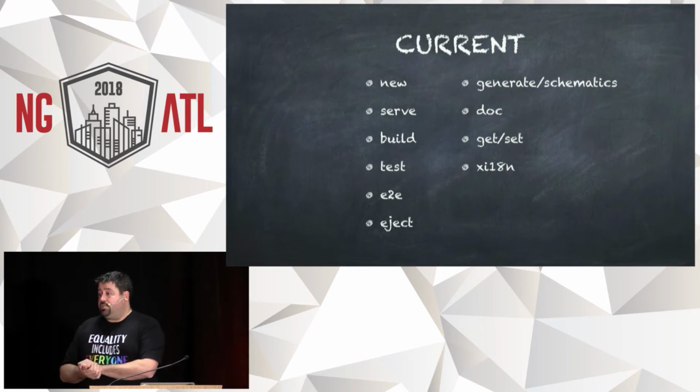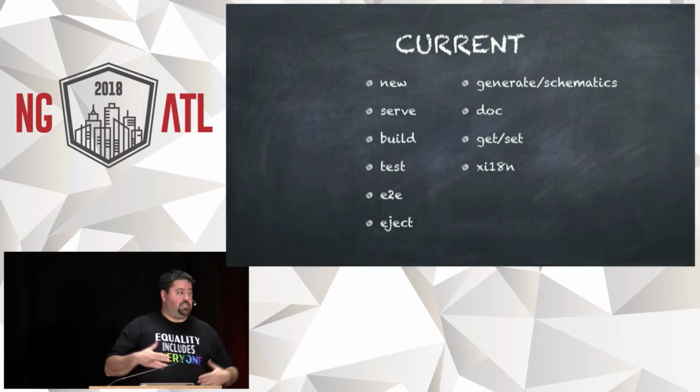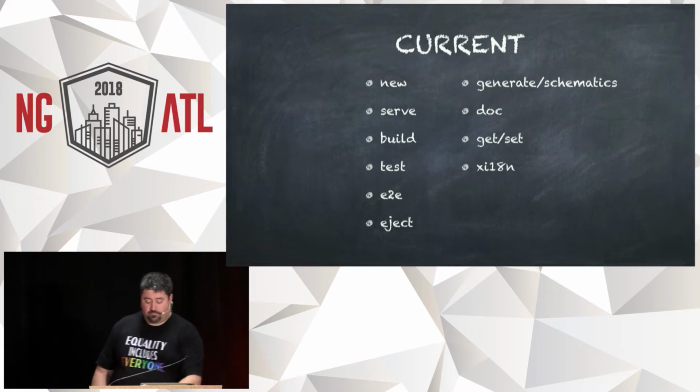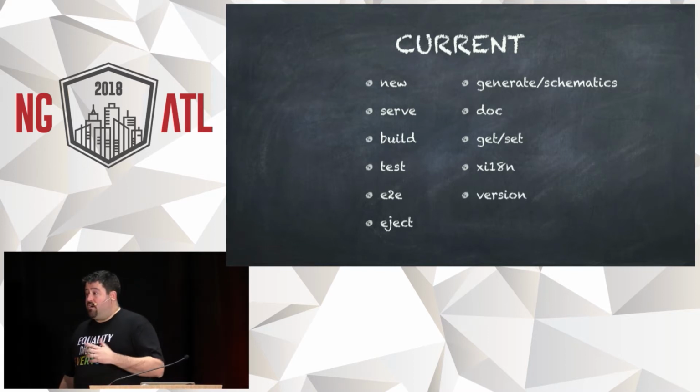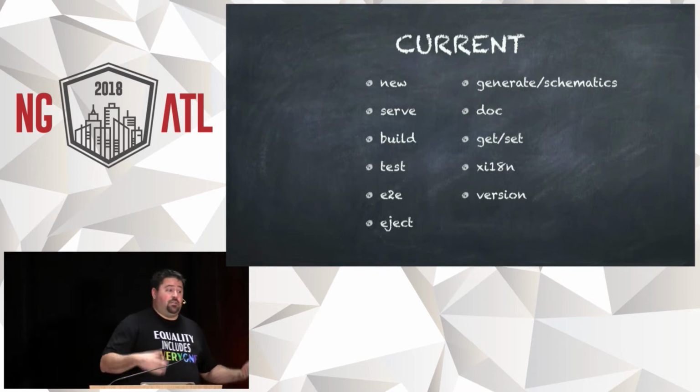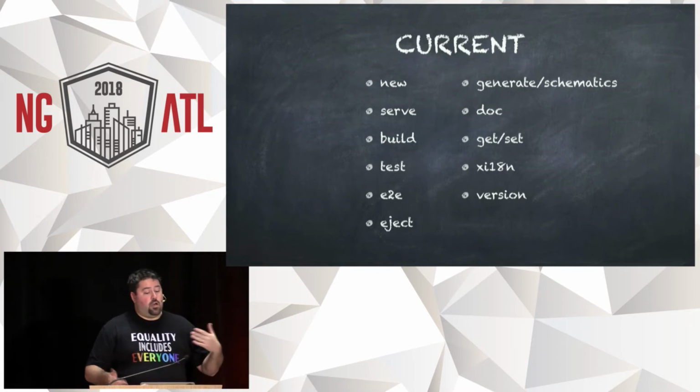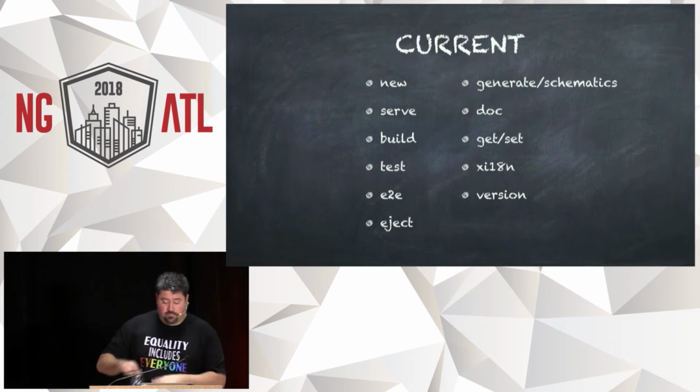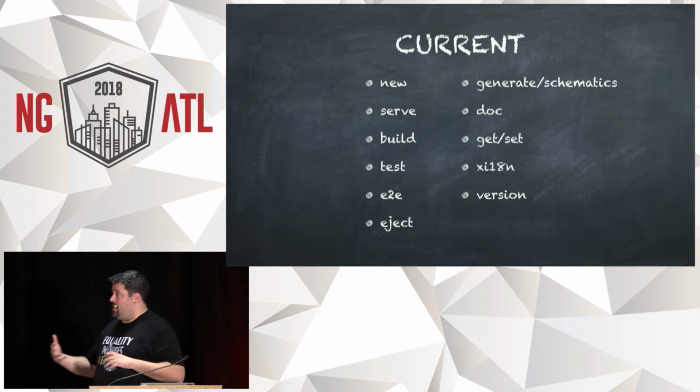Xi18n, to be able to do internationalization. So you can extract out the files that you need for internationalization to support multiple languages. Also, version. You can determine what the version is of your CLI, your Angular dependencies within your application. So that's the set of what the CLI currently does.